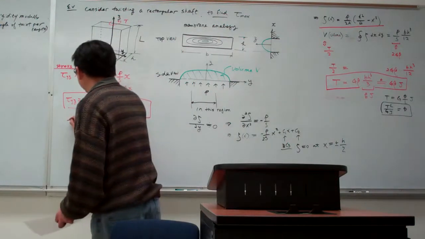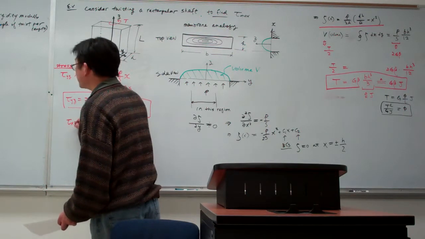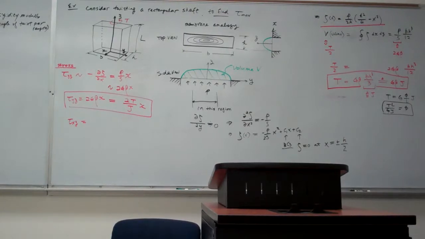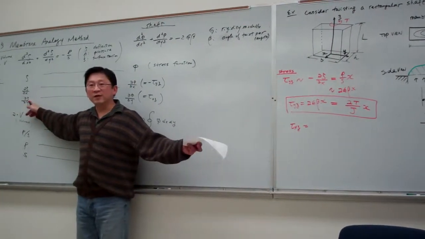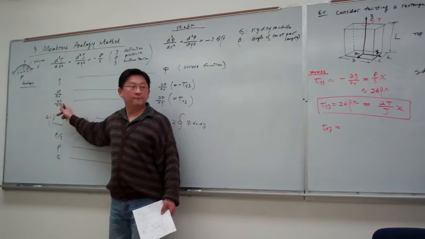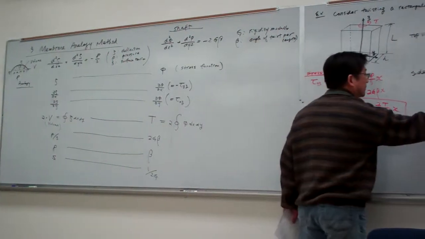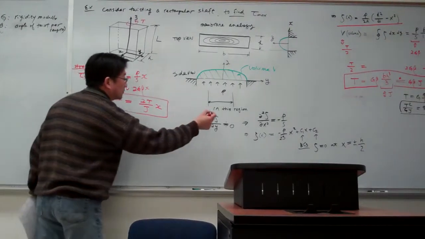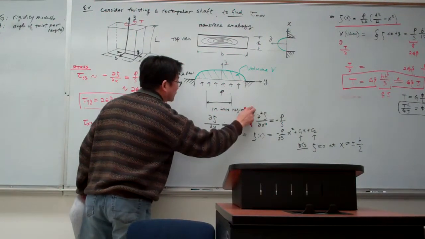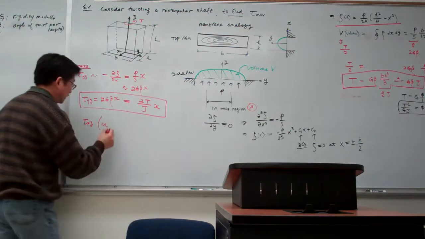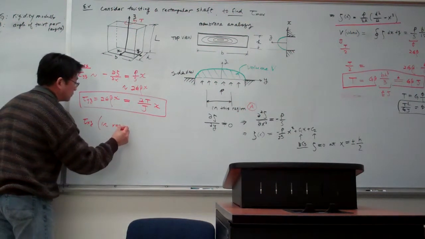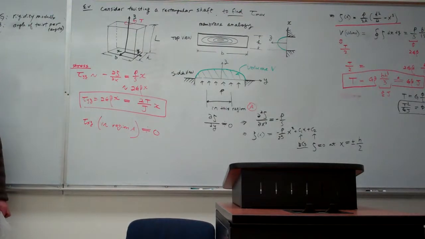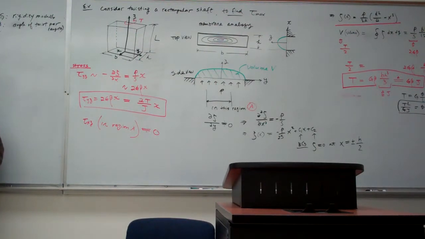And tau xz is equivalent to this term. And from our beginning, we assume that in this region, let me call it this region A, in region A it is 0. Okay.